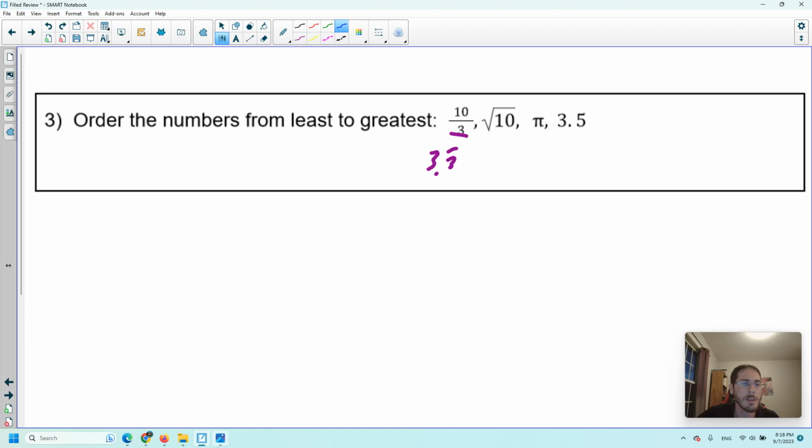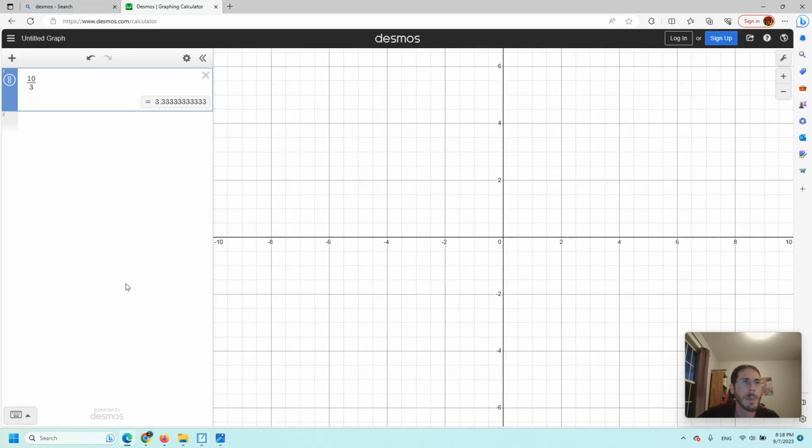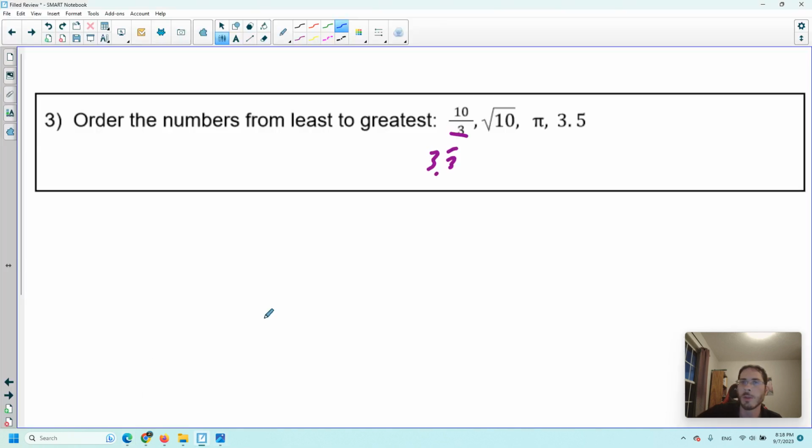Square root of 10. Let's figure out what square root of 10 is. So SQRT of 10, 3.16227. So 3.162. Might seem like I'm doing a lot of decimals on that one, but pi is kind of close to that, so I want to make sure I'm picking the right thing. Pi, 3.1415, so on and so forth. Again, dot, dot, dot.